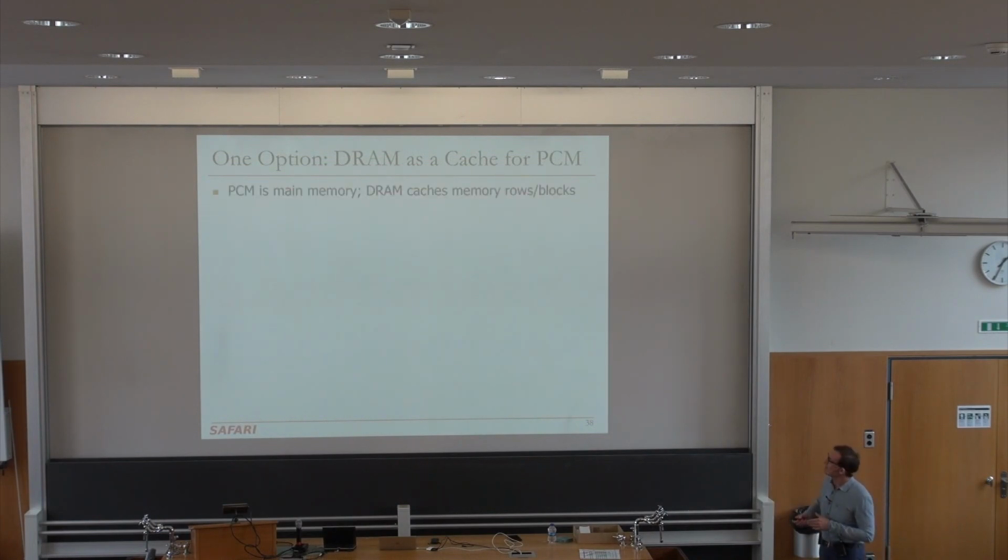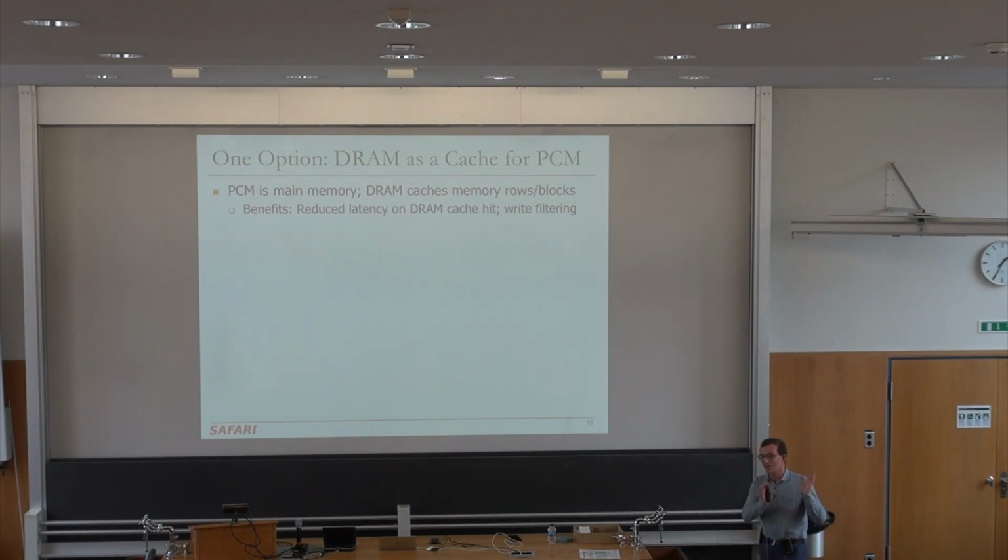In this case, PCM is main memory, and DRAM caches memory rows or blocks. The benefit is you get reduced latency and reduced energy on a DRAM cache hit, and you can actually buffer the writes in the DRAM, because DRAM doesn't have an endurance problem. It doesn't have a write energy problem. It doesn't have a write latency problem. That sounds good. Basically, DRAM is a huge write filter for phase change memory.